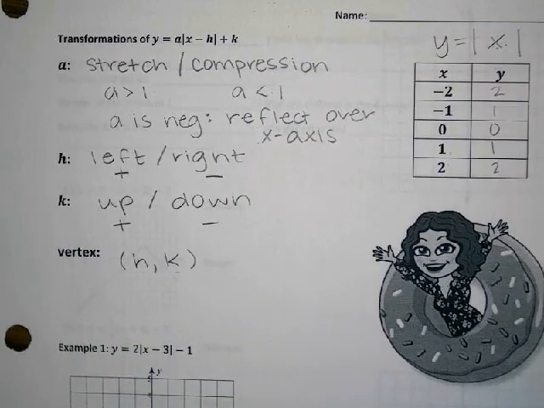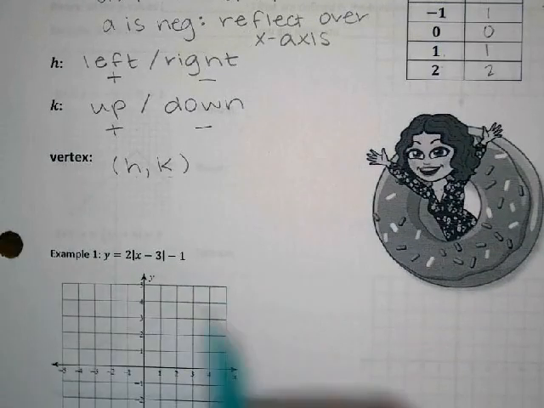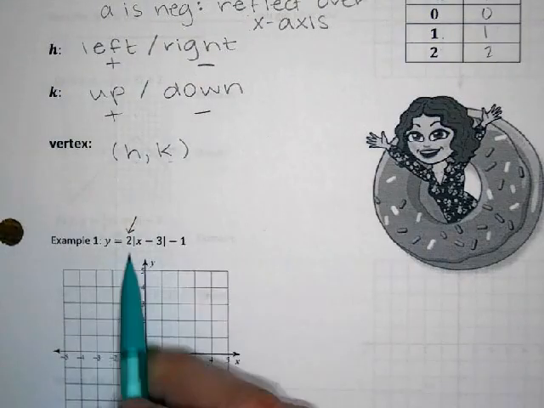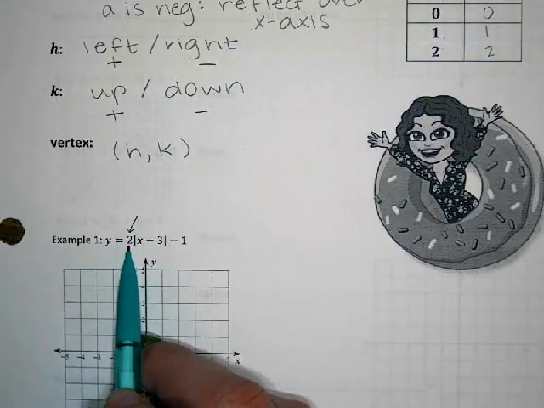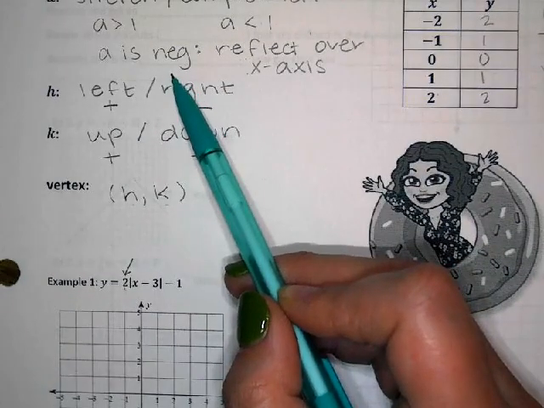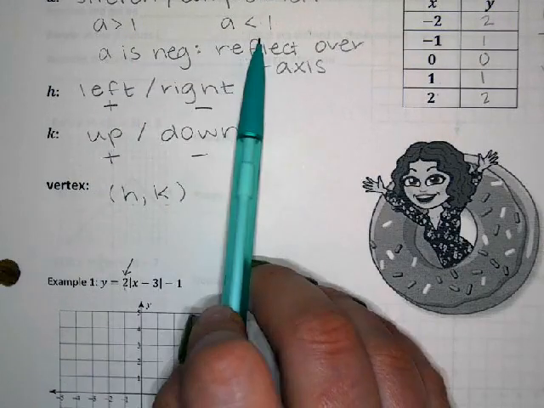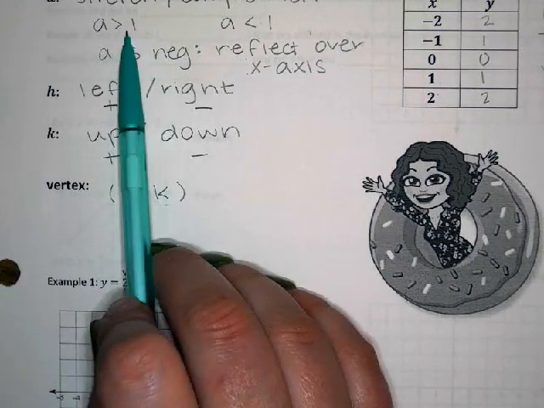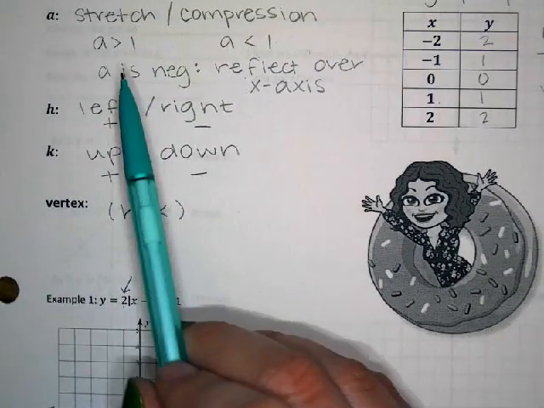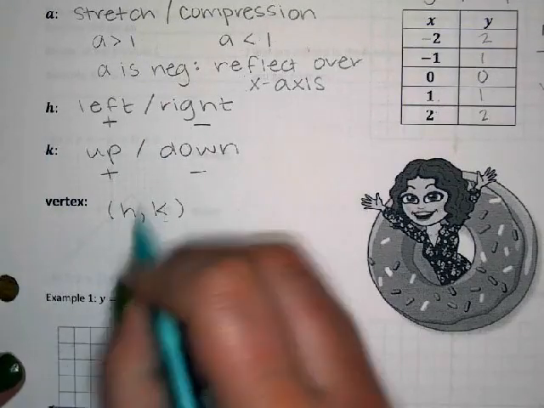Okay, so let's look at a couple examples. So if we look at this graph, we have a 2 in front. This is the a value because it's the number in the front. Is 2 a negative number? No, so it's not going to be a graph that's upside down. Is 2 bigger than 1 or less than 1? Bigger than 1. Okay, so that means that this graph has been stretched. The V shape is going to be a little bit taller and skinnier than the normal graph. Okay, so this graph has been stretched.